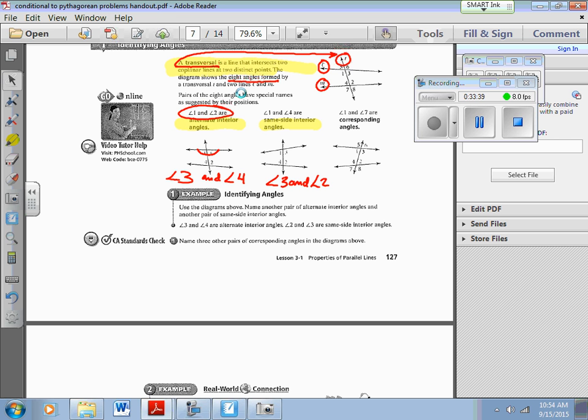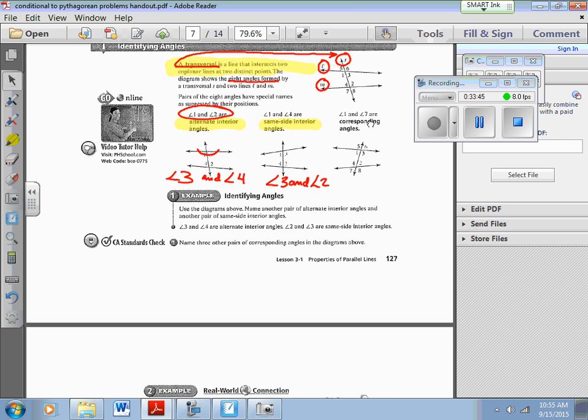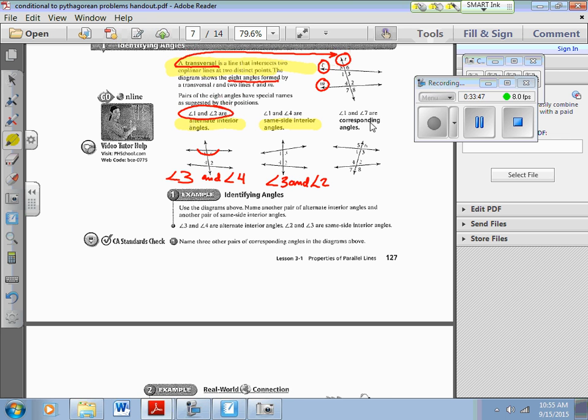And now we've got another word, corresponding, okay? Go ahead and highlight corresponding. Now they gave you one example of corresponding angles, angle 1 and angle 7. So here's what I'd like everybody to do before you do anything else. Can you go ahead and put your pencils down?